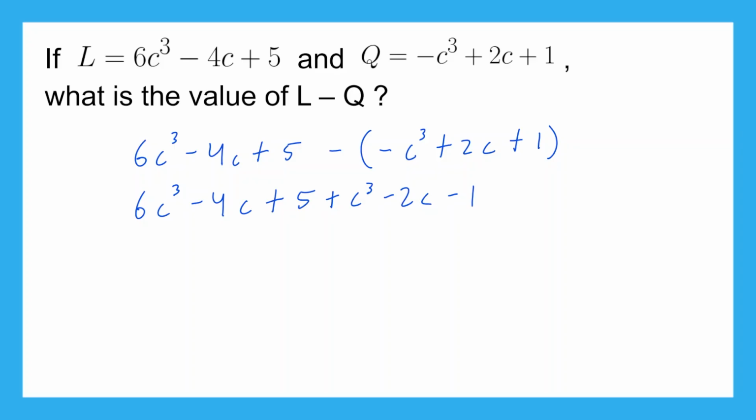So now all we need to do is combine like terms. So we have 6c cubed plus c cubed will be 7c cubed. So let's write that here, 7c cubed. And then we have negative 4c minus 2c will be negative 6c. And then this time we have 5 minus 1 is going to give us 4. So plus 4. And at this point, we cannot combine any more like terms. So 7c cubed minus 6c plus 4 is the simplified value of L minus Q.